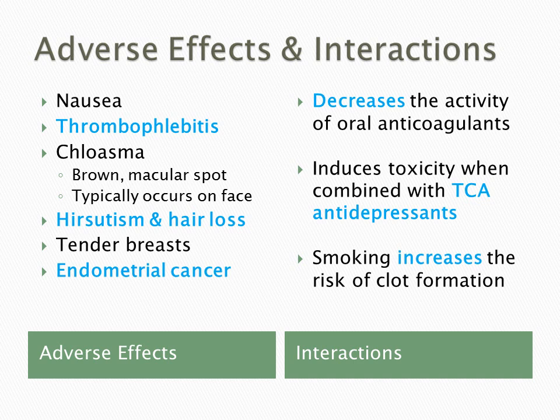The first thing is it will decrease the activity of oral anticoagulants. So if somebody's taking, say, Coumadin or Rivaroxaban or Xarelto to prevent, or even aspirin to prevent a blood clot, and then they start taking estrogen, it's going to decrease the activity of that anticoagulant. What this means for your patient is it's going to increase their risk of clotting. So then they're going to be at a higher risk of having an MI, a PE, a pulmonary embolism, a stroke, something of that nature. So that's kind of a big interaction.